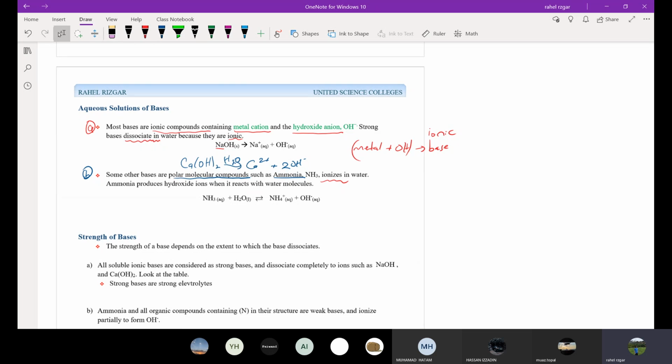According to Arrhenius, if a compound increases OH in a solution, it's a base. For calcium hydroxide and NaOH, yes, they have increased the OH. Same thing for NH3. But this time we have to recognize NH3. NH3 is one of those very important compounds. It will be repeated over and over again. So it is a base. It's a molecular base. But this time, instead of the H2O taking a hydrogen from NH3, the NH3 will take a hydrogen from the H2O.